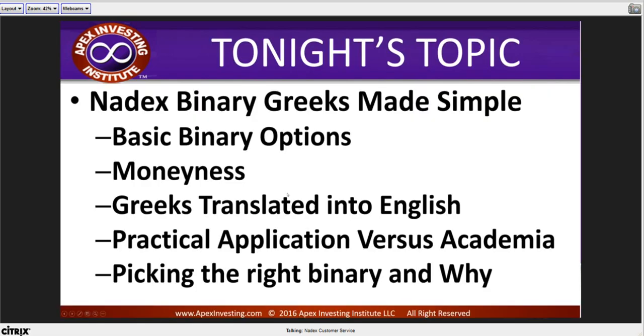All right, so on to tonight's topic. We're talking about Nadex binary Greeks, but I want to make them simple for you. I can put up some really complex things, but there's no reason to at all. I'm going to do some really, really basic stuff on binary options, and after that, we're just going to jump forward.